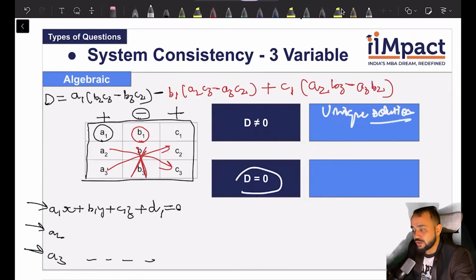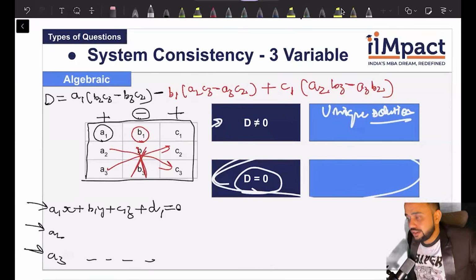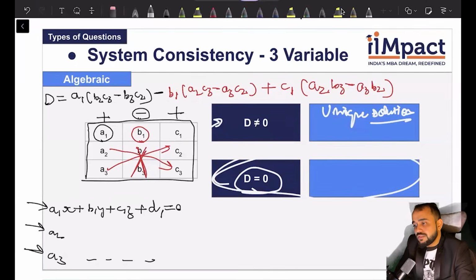If this value is equal to 0, then you can have the other two situations. And then we will have to check, and that is going to be definitely out of the syllabus. So just if you can internalize this determinant expression, this will safeguard you against system consistency for three variables, something I highly doubt will be asked. So if you ignore this, that is also fine with me.